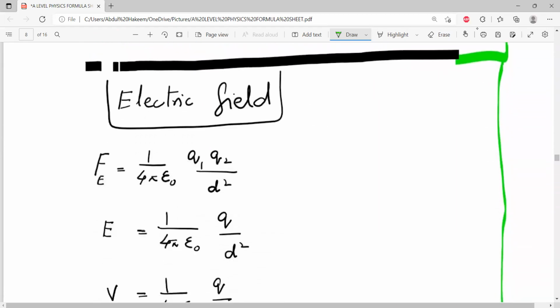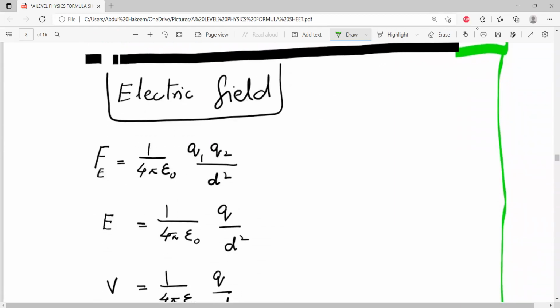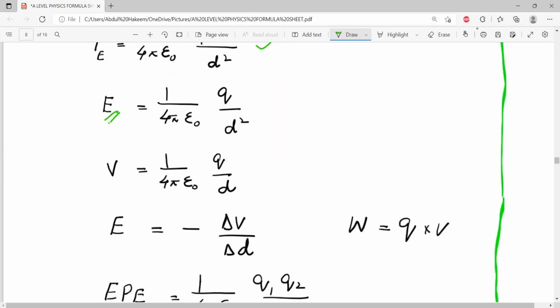Next, the electric field. Electric force is 1 over 4 pi epsilon naught q1 q2 over d square. This is Coulomb's law. Electric field strength E, this is not energy. Electric field strength is 1 over 4 pi epsilon naught q over d square. Electric potential is 1 over 4 pi epsilon naught q divided by d. If we are calculating electric field strength and potential at the surface, then the distance is equal to the radius.